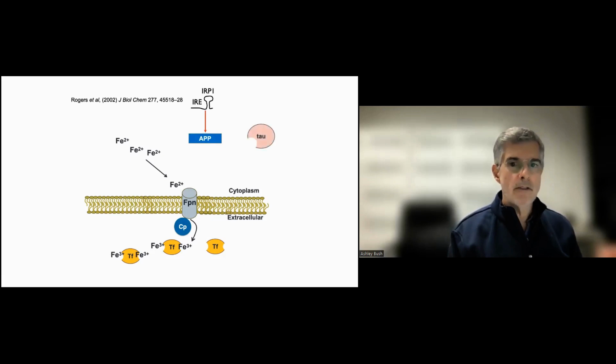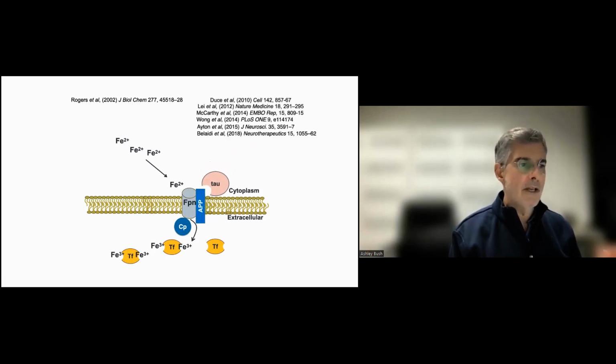And we've been publishing over the last 10 years or so about a mechanism where tau can influence the trafficking of APP along the microtubule pathways to move the APP towards the surface and the plasma membrane, where it stabilizes ferroportin. And by stabilizing ferroportin, it promotes the efflux of iron. So APP knockout mice have got elevated brain iron.